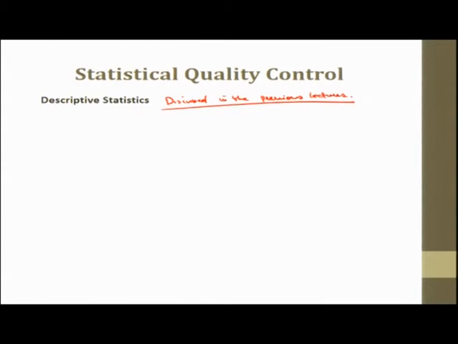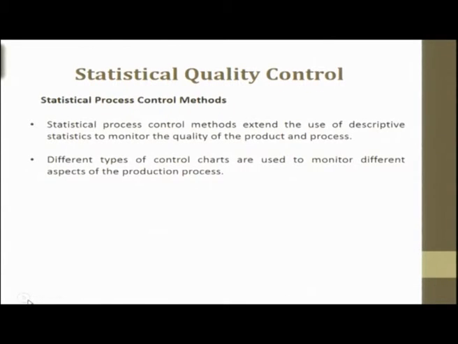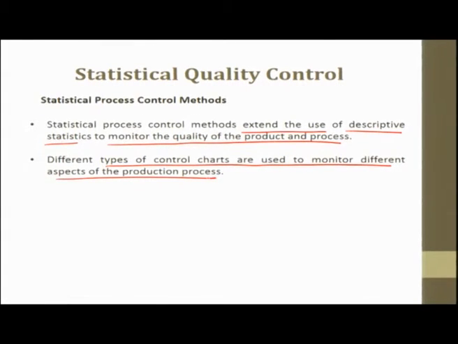Okay. So we have mean, range, standard deviation, all those things. I'll not go into more details of that. So next is statistical process control methods. Statistical process control methods extend the use of descriptive statistics to monitor the quality of the product and process. Different types of control charts are used to monitor different aspects of the production process.